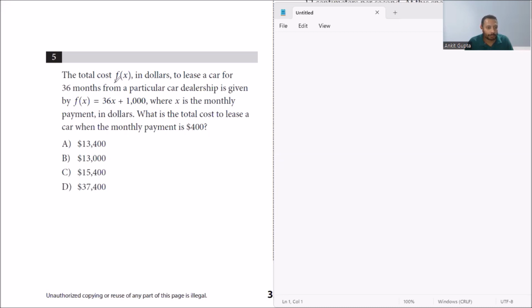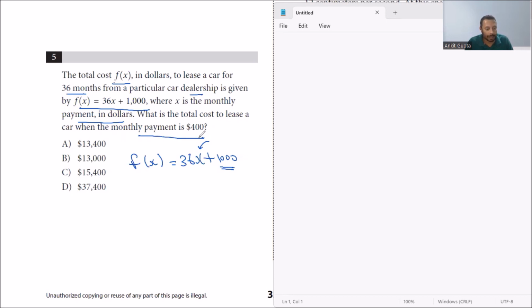The total cost f of x in dollars to lease a car for 36 months from a particular car dealership is given by f of x is equal to 36x plus 1000, where x is the monthly payment in dollars, right? So this is the monthly payment in dollars. And 1000 looks like an initial payment or a fixed payment for this. What is the total cost to lease a car when the monthly payment is $400?